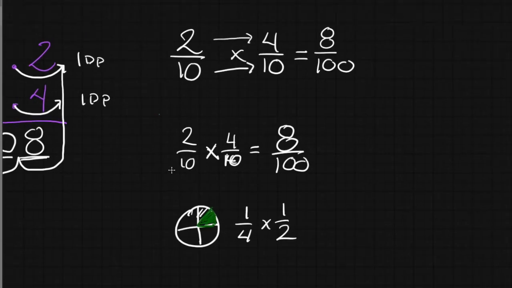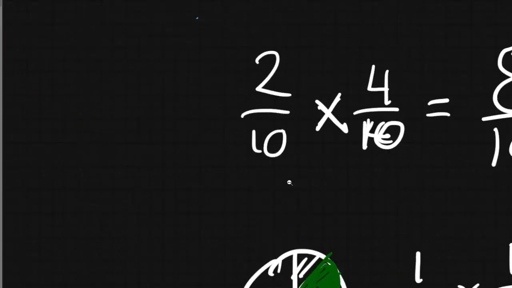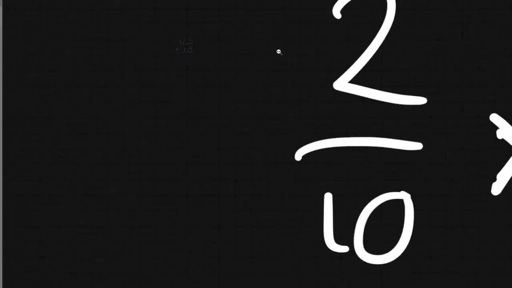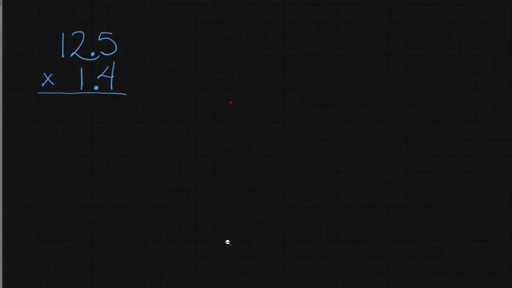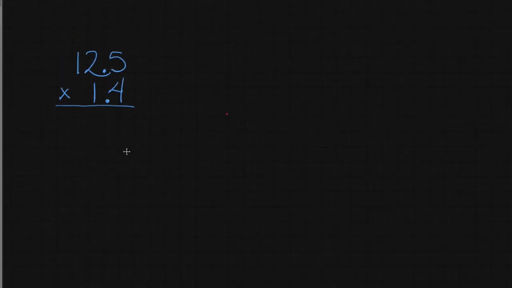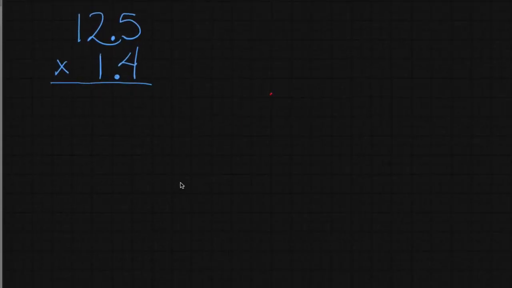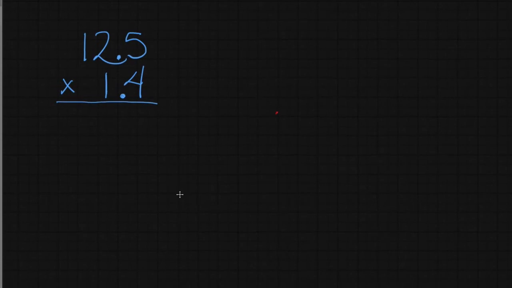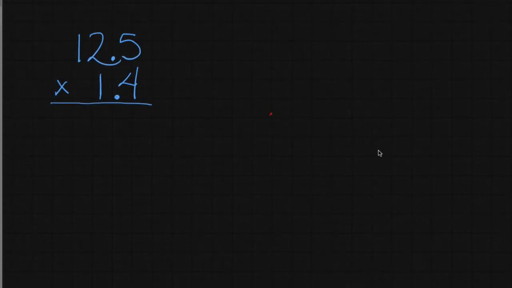Okay, this will be a 2-digit problem, a 2-digit times a 2-digit number. Let's see where it is. There it is. All right, fantastic. This is 125 tenths times 14 tenths. So I'm just going to throw it up here, 125 tenths times 14 tenths.